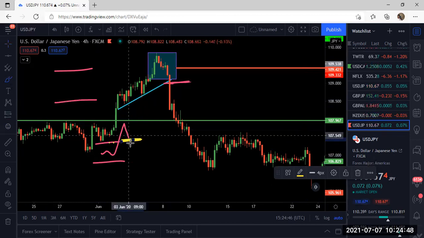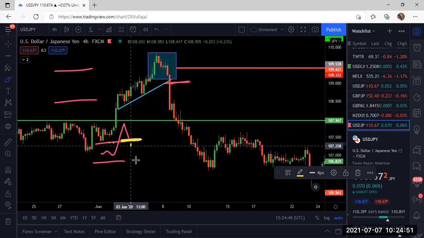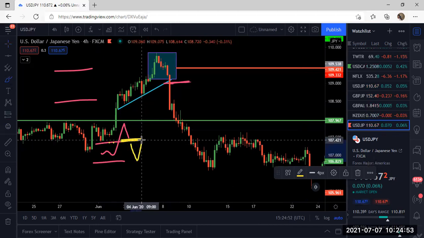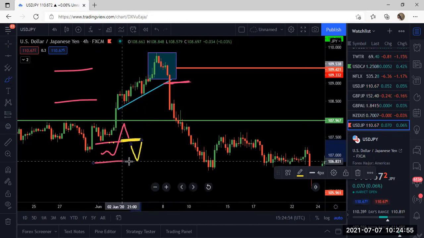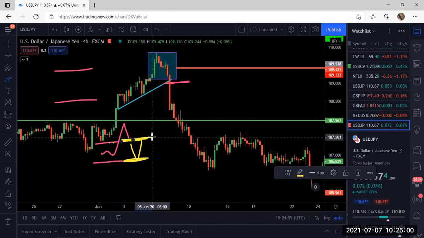This level used to be resistance, but now it's support. And let's say they break through. They come here, and they reject off of that. Oh, look, the support right here, the resistance right here.